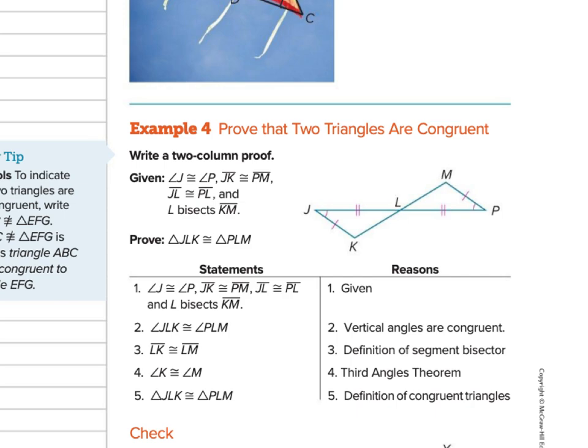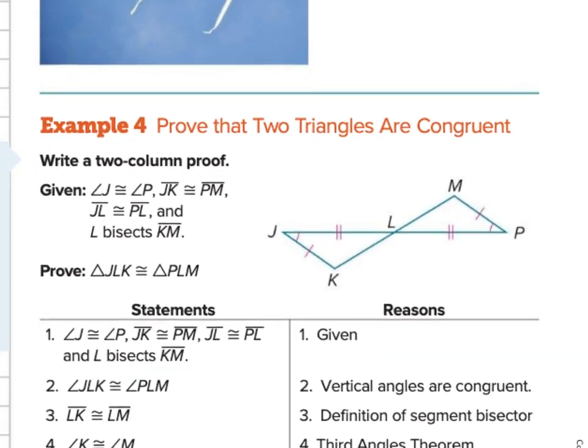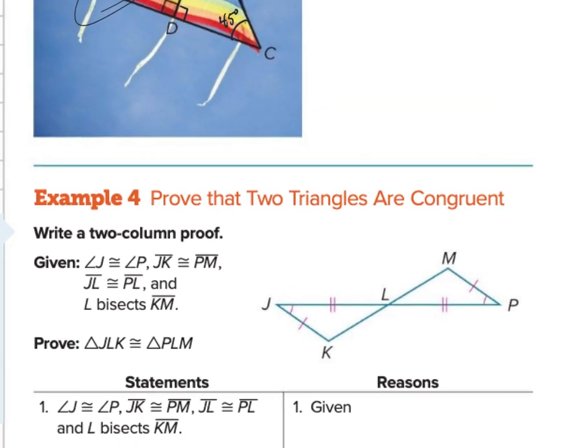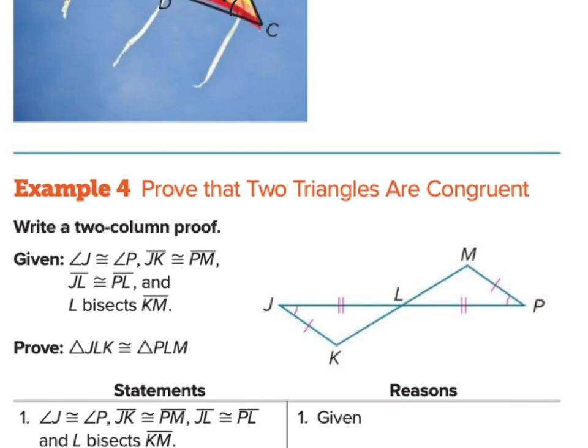Now here, I'm not going to worry too much about what these written statements are, but just think about what they've labeled here. We know that J is congruent to P right here. We know that JK is congruent to MP. And then we know that L bisects KM. It bisects KM. Well, I know that that should be equal to that if they told me that.